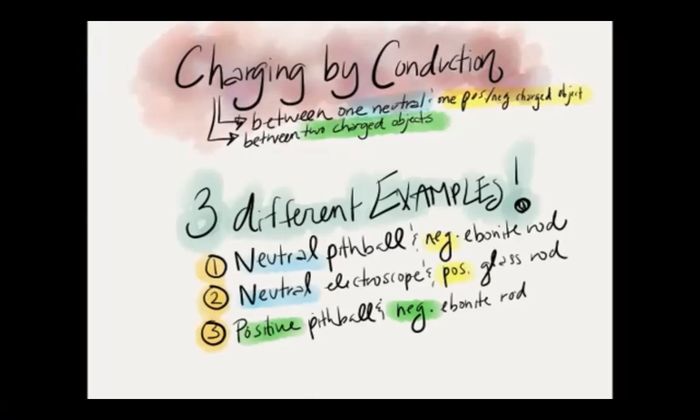In this video, we're going to be looking at three different examples, and you can see how they're color-coded to match the two different types of charging by conduction. So the three examples we're going to be looking at is number one, between a neutral pith ball and a negative ebonite rod. Number two, between a neutral electroscope and a positively charged glass rod. And number three, between a positive pith ball and a negatively charged ebonite rod.